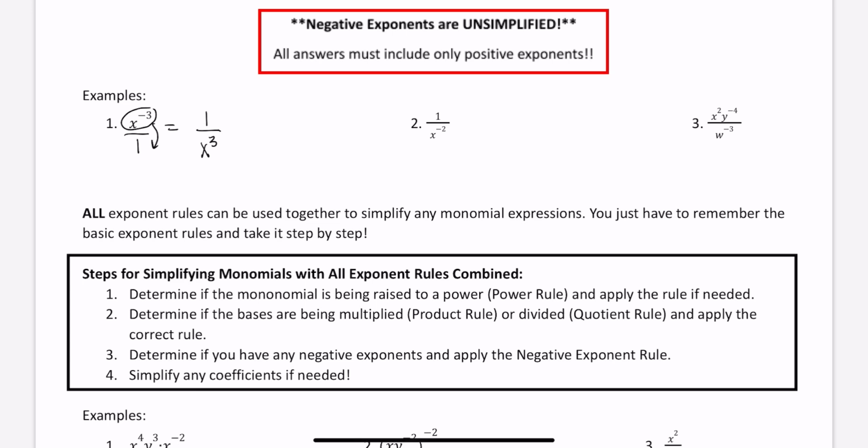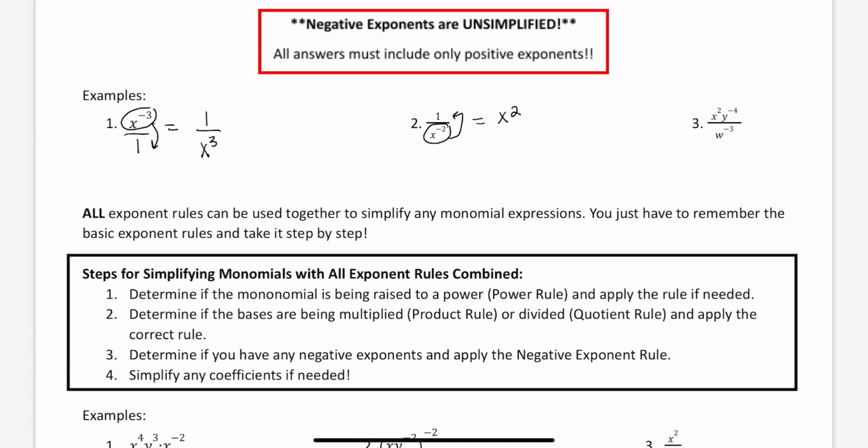Okay, same thing in example 2. I have 1 over x to the power of negative 2. I'm going to take the base that's being raised to the power of negative 2, and I need to move it to the numerator because it's in the denominator. So this is going to be simplified and turned into x to the power of positive 2. Now I could put it over 1, but you don't have to in this case because we already know that any variable by itself is already over 1.